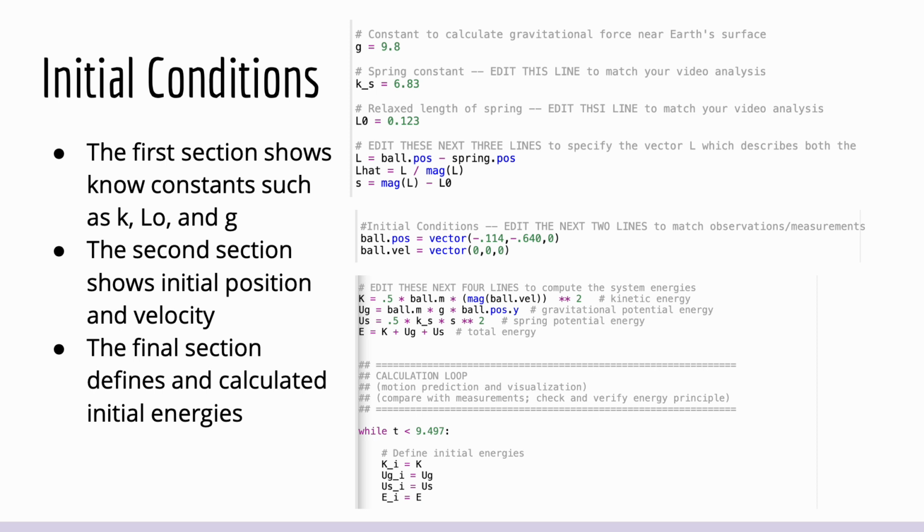Initial conditions. This first section here shows constants that we know such as k, L0, and g. This second section shows the initial position and velocity of the spring calculated from the video. The final section defines and calculates the initial energies.